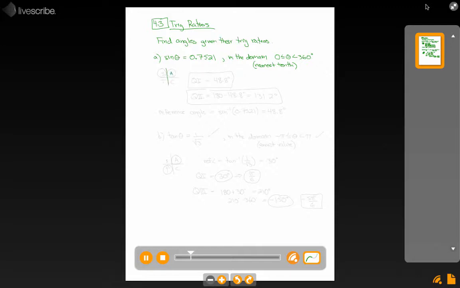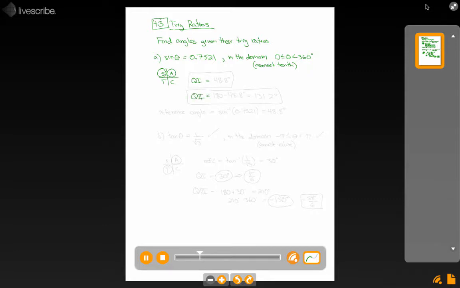First thing I like to look at is the CAST rule. The CAST rule tells me where trig ratios are positive or negative. In this particular case, I'm looking for when the sine ratio is going to be positive. I know that's in quadrant 1 as well as quadrant 2. So I'll be looking for a quadrant 1 answer and a quadrant 2 answer.